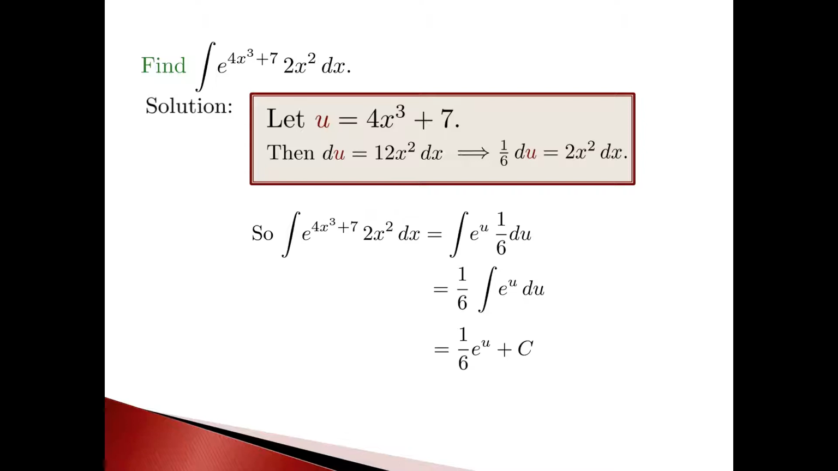And now, last step, and again, you don't want to make this mistake on a test, is to go through and do all the hard work and forget the very last step, which is returning our answer to something with x's in it. The original problem was full of x's, so we want our answer to be full of x's, not u's. So instead of 1/6 e to the u plus c, we want 1/6 e to the whatever u was, which in this case was 4x cubed plus 7, and then plus our c.